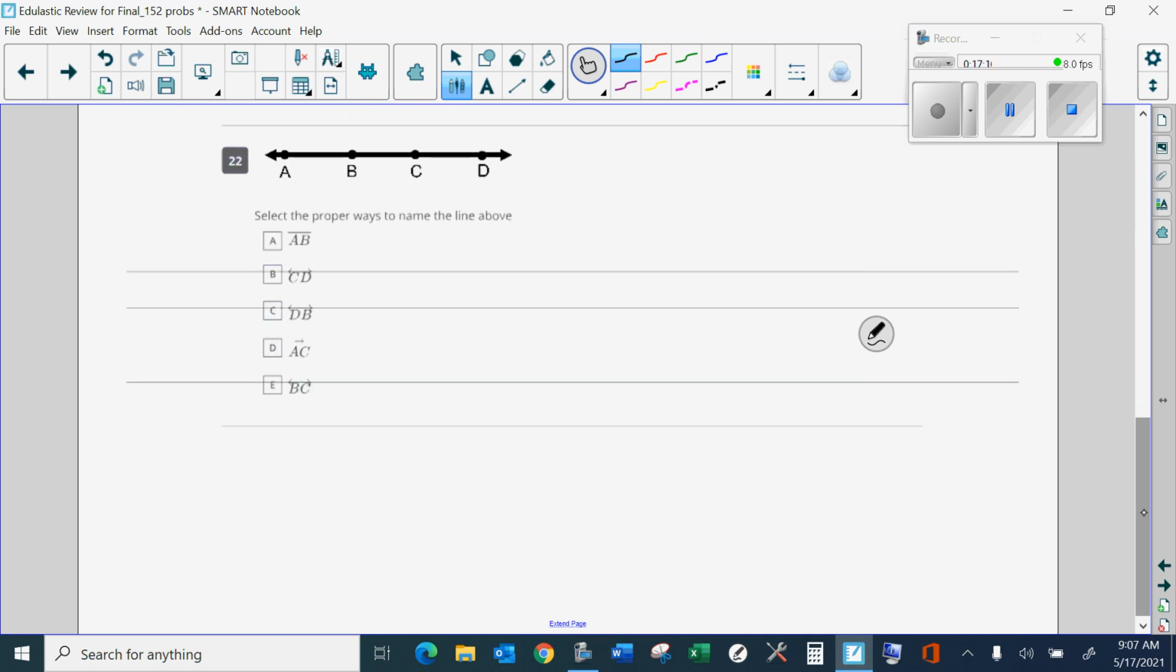Select the proper ways to name the line above. So anything that's not a line, you wipe out automatically, those two. Now, there's my line symbol on those three. As long as those 2 points are labeled there, it's good to go. Any 2 points, all those are labeled there.